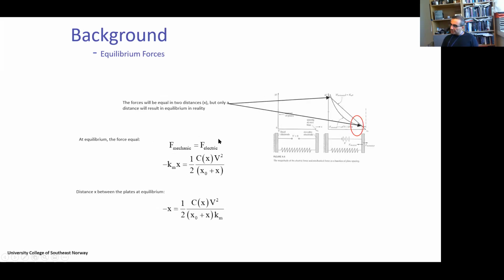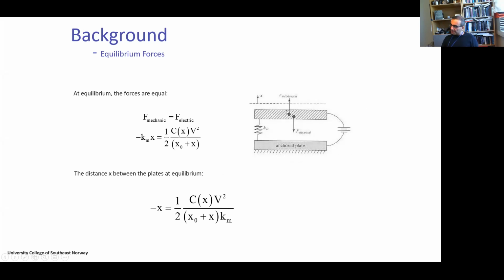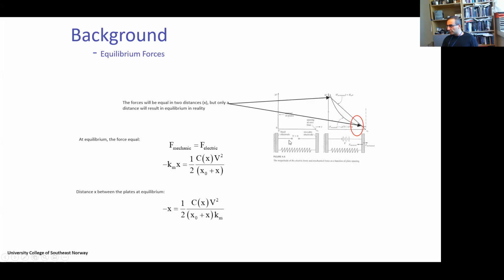So let's say we apply this voltage and we increase it. When the voltage is increased, the movable plate will move toward the anchored plate. And at some point, this movable plate will collapse onto this non-movable plate. Then we will have a short circuit.